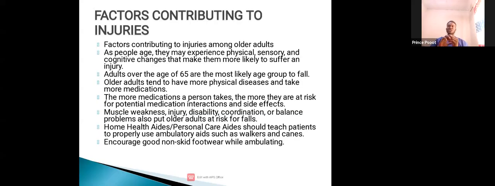As people age, they may experience physical, sensory, and cognitive changes that make them more likely to suffer an injury. Older adults tend to have chronic disease and take more medications. The more medications a person takes, the more they are at risk of potential medication interactions and side effects like muscle weakness, disability, poor coordination, or imbalance.